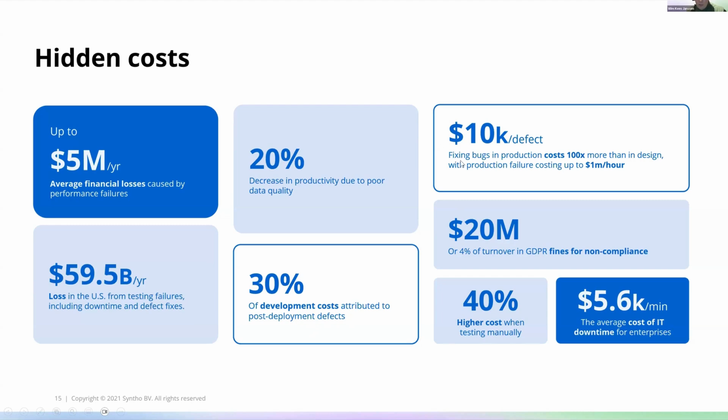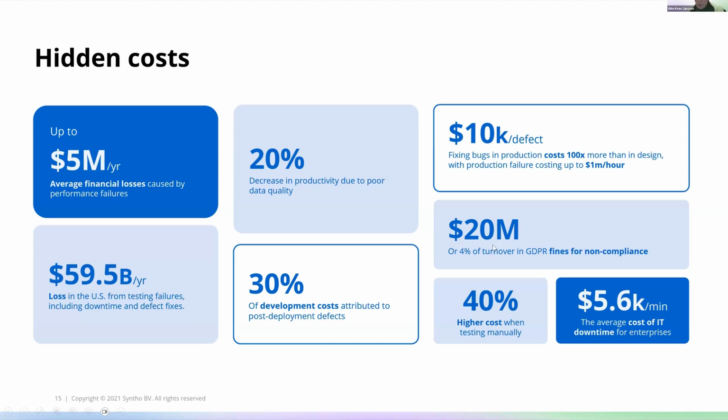Because a bug in production costs 100 times more than when you would find that bug in the design phase, with a production failure costing up to 1 million per hour. So that's quite an interesting number. Making sure that you find and fix the bugs before going to production is of course of the essence.